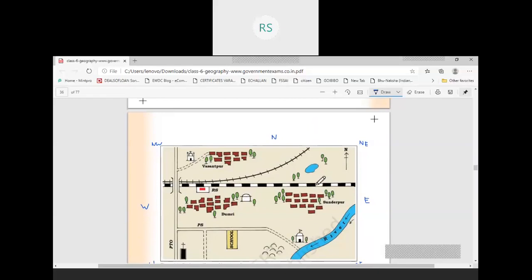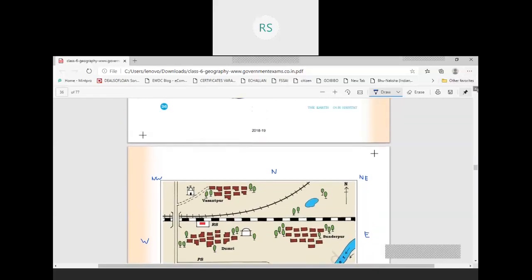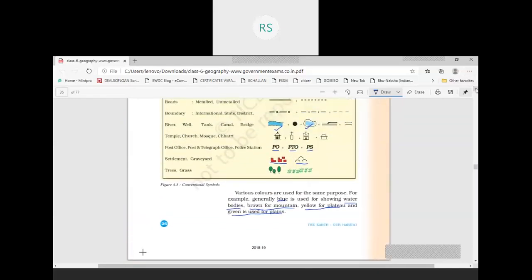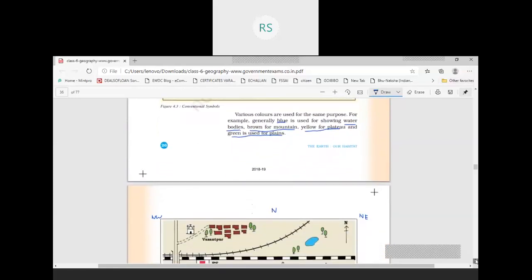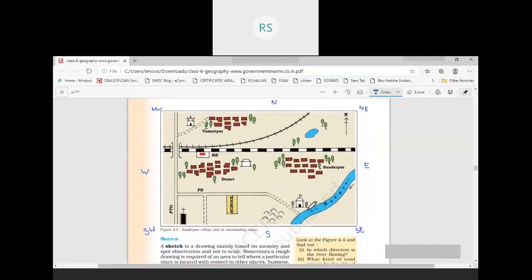Okay, and this is water body. And which water body is this? This is the tank, isn't it? This is the tank, and this is river. Okay, and this is graveyard. Graveyard is also there. Okay, and this is church. Church is also there, and post and telegraph office is also there. It is written PS. PS for police station.